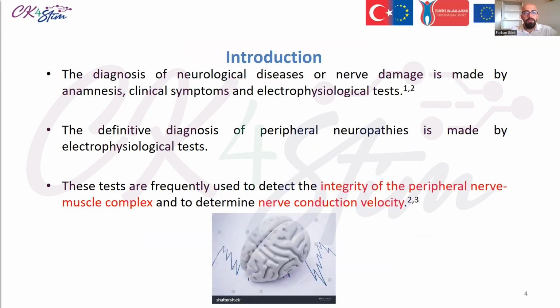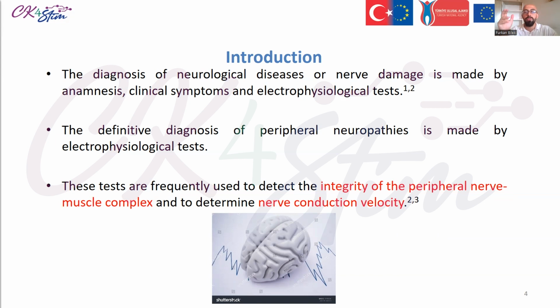The diagnosis of neurological disease or nerve damage is made by anamnesis, clinical symptoms, and electrophysiological tests. The definite diagnosis of peripheral neuropathies is made by electrophysiological tests. These tests are frequently used to detect the integrity of the peripheral nerve muscle complex and determine nerve conduction velocity.